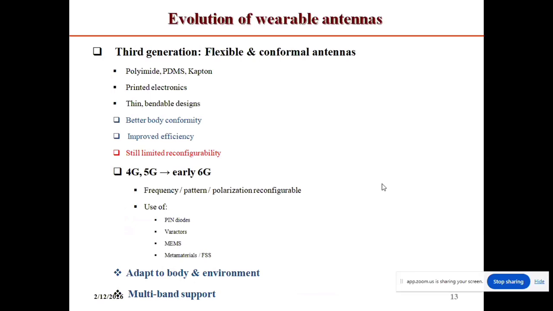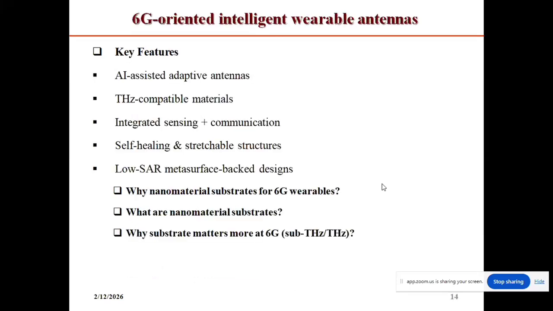For 4G, 5G, and 6G applications, there are also advanced antennas. Nowadays antennas should be reconfigurable in frequency, pattern, and polarization. Reconfiguration can be achieved by using PIN diodes, varactors, MEMS devices, and metamaterials in the design. These come into the picture for 6G applications, to adapt to the body and environment, with multi-band support. This is the generation-wise evolution of wearable antennas.